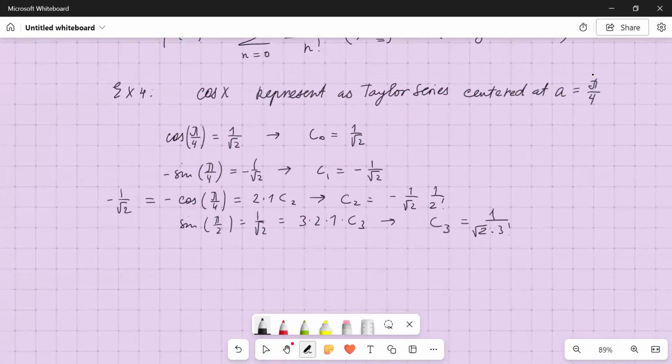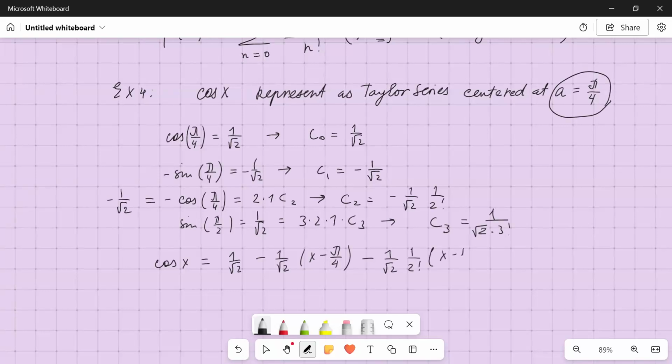Now, guys, I'm not going to calculate more of them. I'm just going to write down the ones which I calculated already. So I have 1 over square root of 2 plus, I'm supposed to use minus because it's a negative, negative 1 over square root of 2, x minus pi over 4. My series is not centered at 0. Next one, minus 1 over square root of 2, 1 over 2 factorial, x minus pi over 4 squared.